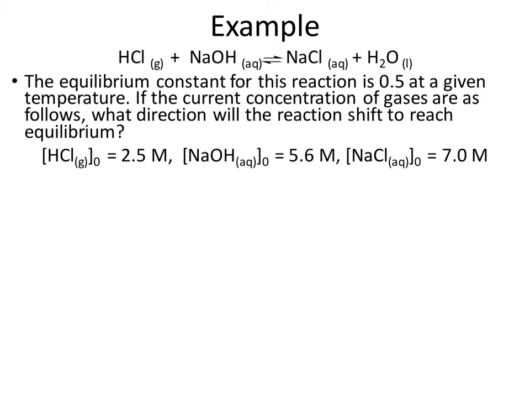Okay, here's our last example. We have HCl gas plus NaOH aqueous reacting to form NaCl aqueous and H2O liquid. So here is our constant for the reaction. KEQ is 0.5, and I'm just going to highlight that's KEQ at a given temperature. Temperature is not given. If the current concentrations are as follows, what direction will the reaction shift to reach equilibrium?